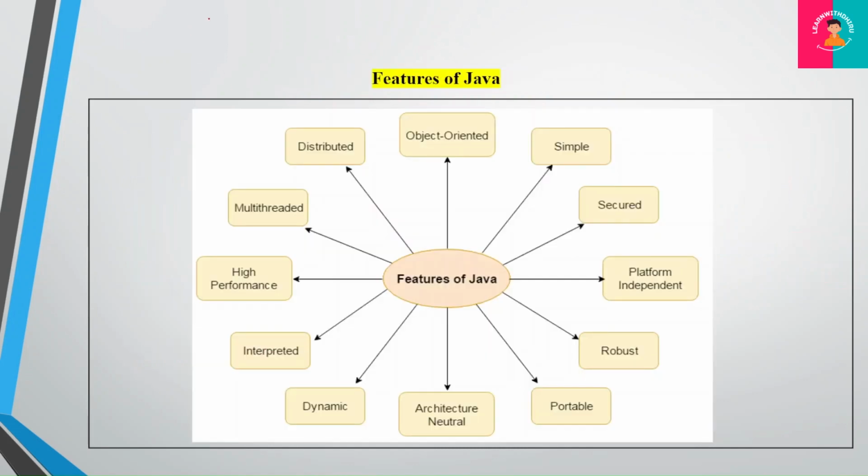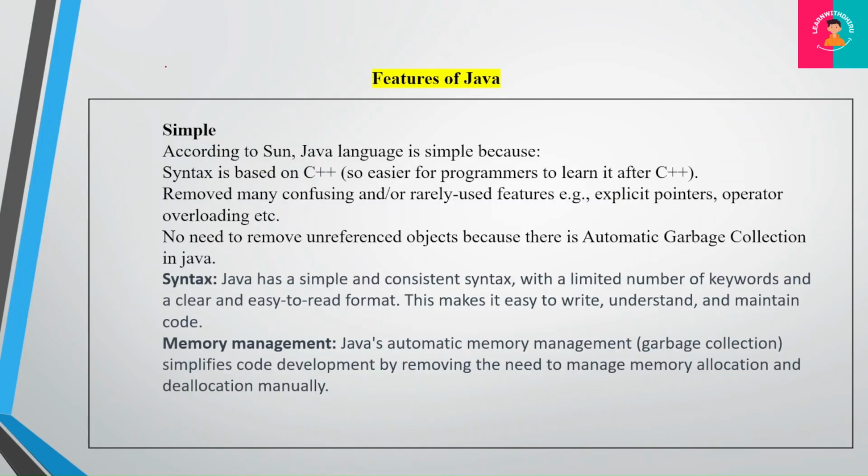Okay, then what are the features of Java? Object oriented, platform independent, portable, architecture neutral, dynamic, interpreted, high performance, multi-threaded, and distributed. Let us start. So Java is simple. According to Sun, the Java language is simple because the syntax of Java is similar to C++. So if you have prerequisite knowledge of C++, then it will be easier for you to understand Java.